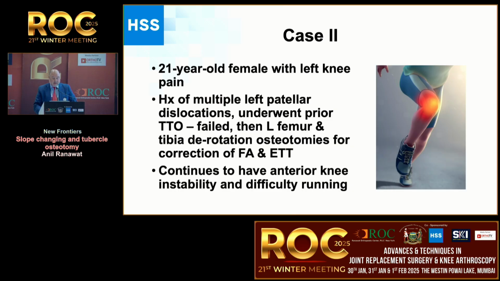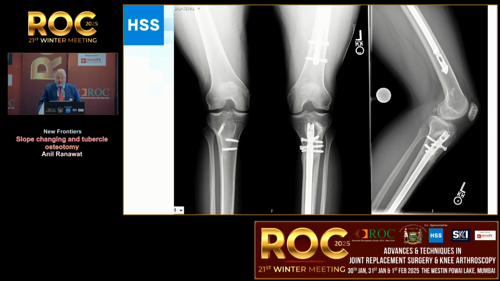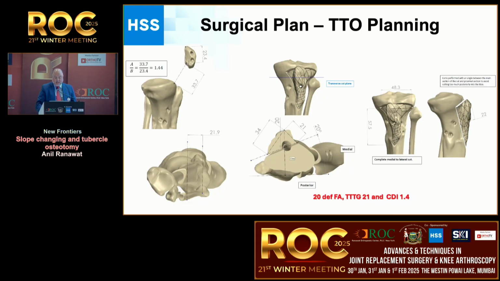Here's another really complicated case. This is a lady that failed the tubercle osteotomy and MPFL. She then failed a derotation on her femur and her tibia. So my limb lengthening guy sent her to me and he goes, hey, can you do this? And I was like, okay, well, this tubercle's been cut once. Her residual TTTG was still 20. Her femoral anteversion was normal now. Her CDI was still a little bit up.